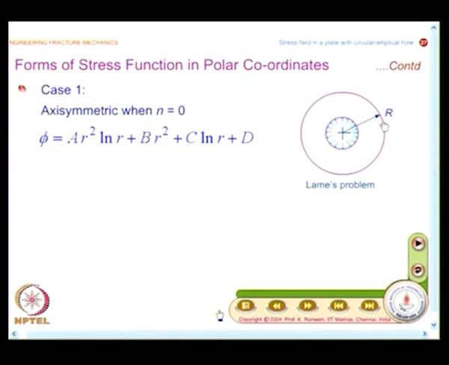And in theory of elasticity, if you come, for each of these problems a name is attached. He was the person who first solved this problem, and this is known as Lame's problem.